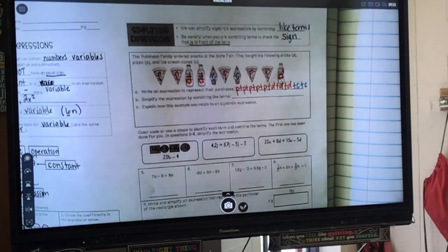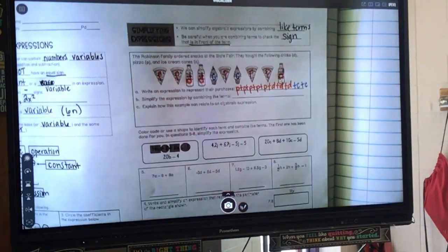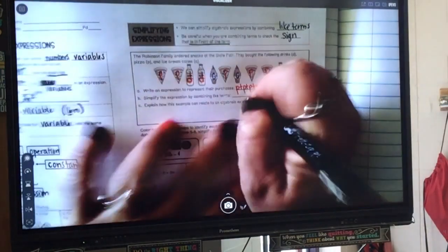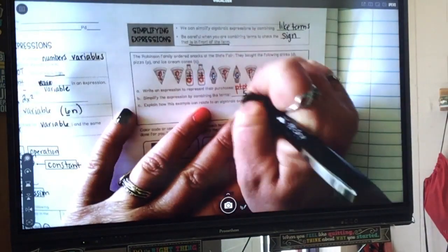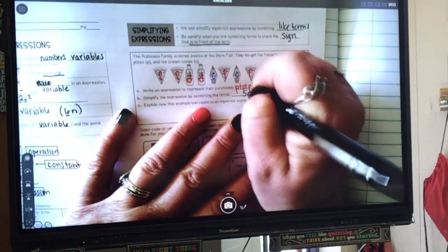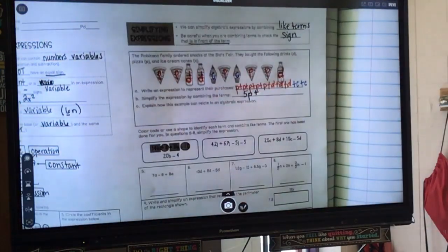Now, can we combine those 5 P's? Yes. What number is invisible, but because it has a P in that expression, we know it's got a value? What number is in front of a variable if it doesn't have any numbers at all in front of it? A 1. So Ethan, if we have 5 P's, how many P's do we actually have? 5. So our simplified expression is going to be 5P plus how many D's do we have?